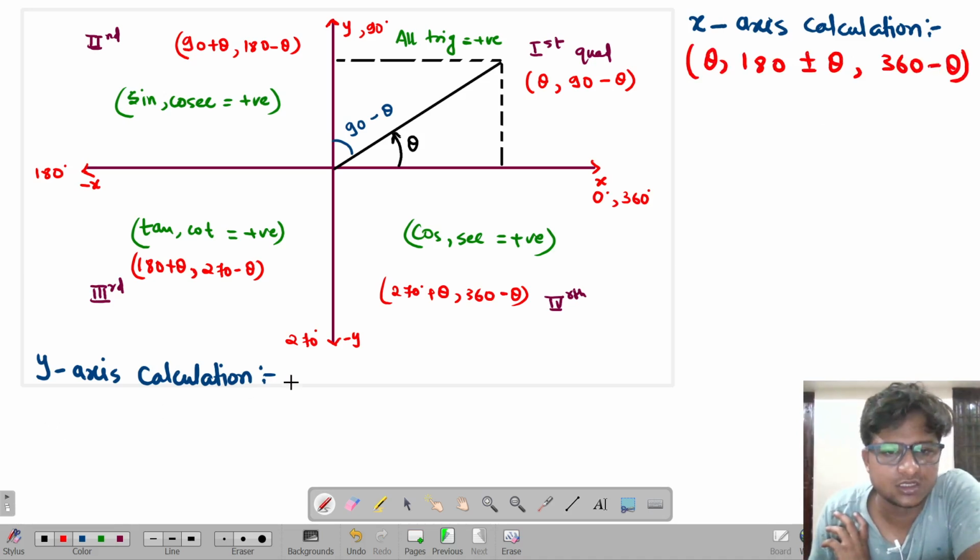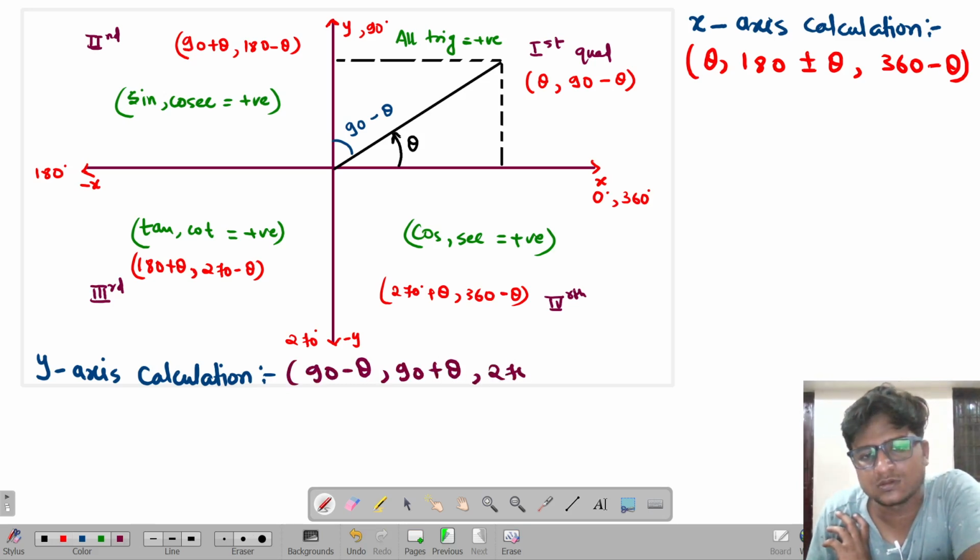Can you tell me what are such y-axis angles? Yes, 90 plus theta, then 270 plus minus theta. Yes or no? Now, the idea is clear.